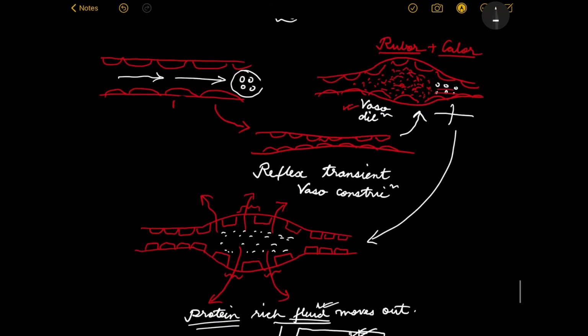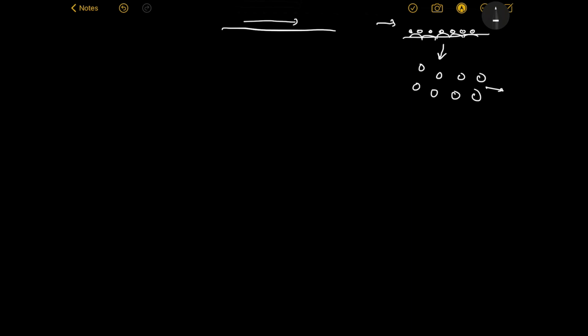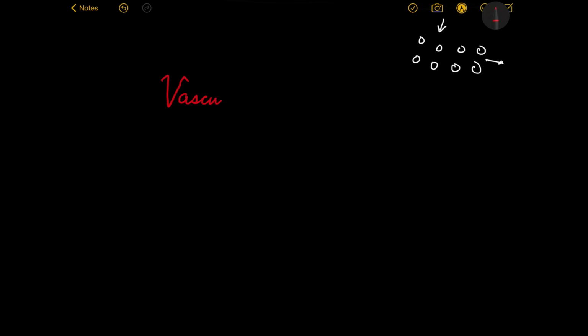Now I had mentioned that these endothelial cells contract, right? That is how you get the increased vascular permeability. But that is not the only way by which vascular permeability is increased. So let's talk about some other methods, including this method as well, endothelial cell contraction, of vascular permeability change. So what are they? First, let's write it down: vascular permeability change factors.